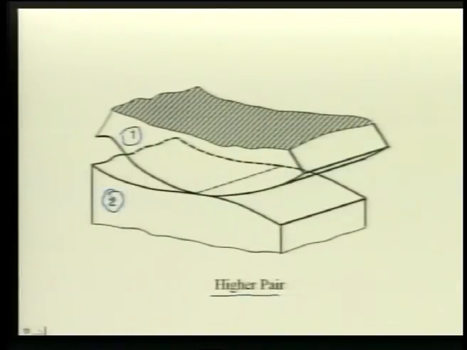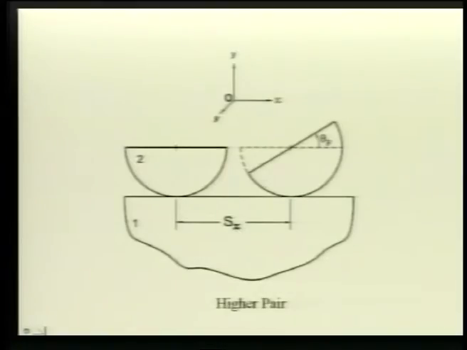As we see, if we restrict the relative motion of body 2 with respect to body 1 in one plane, then there can be only relative translation in this direction and rotation about this axis, and this is the line contact between body 1 and body 2. So, this is a higher pair. This diagram again shows a higher pair between body 1 and body 2.